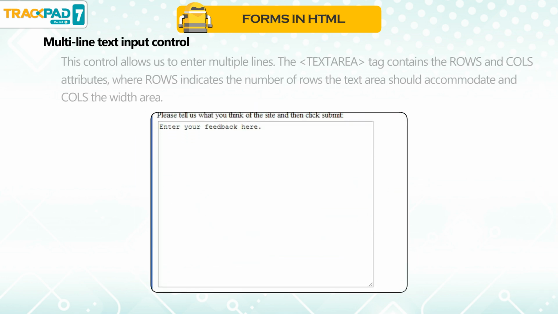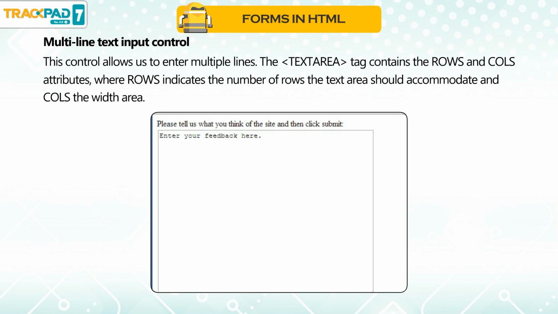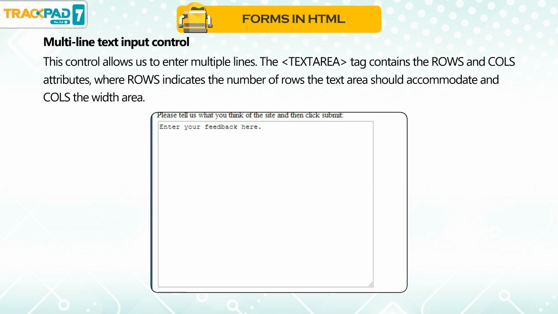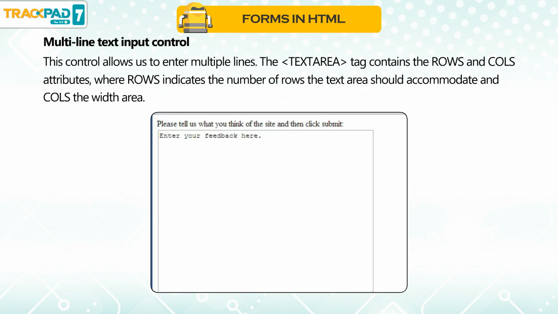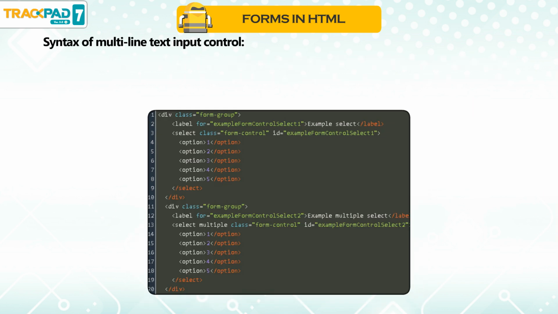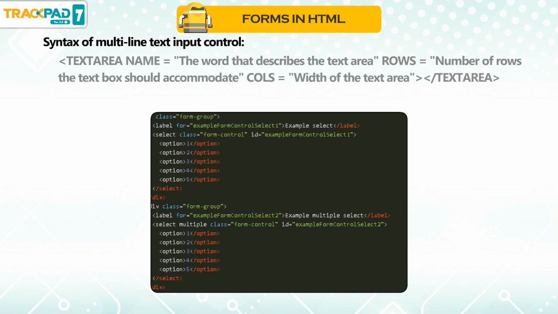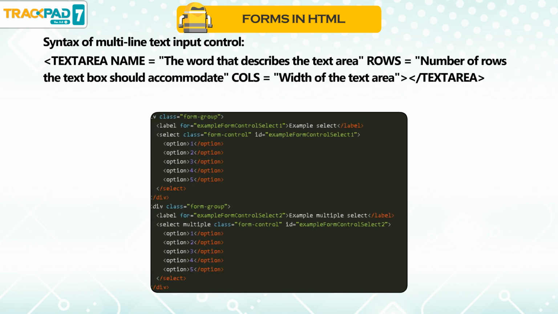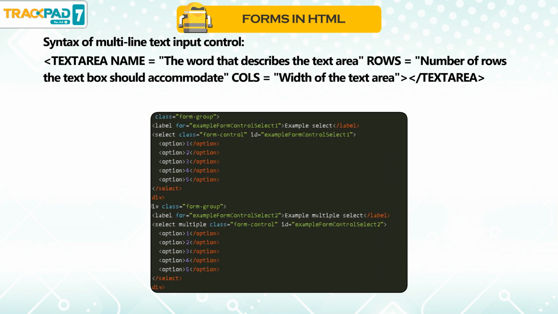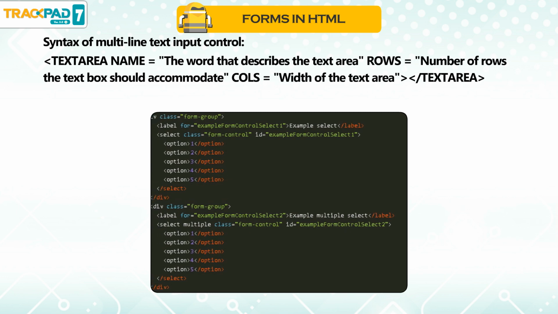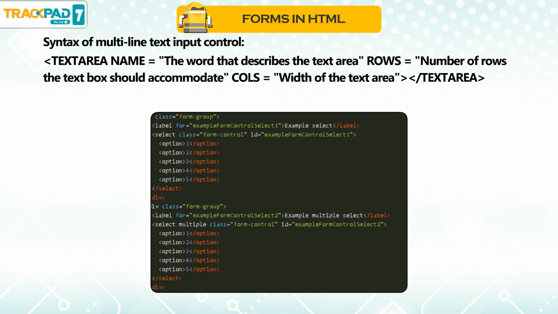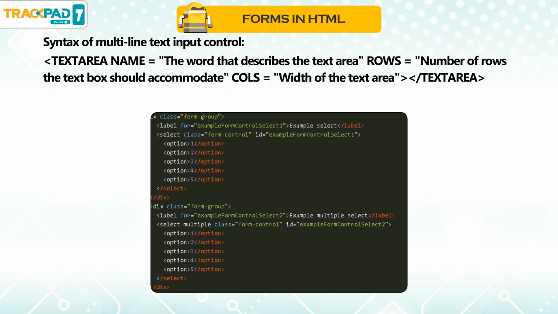Multi-line input control. This control allows us to enter multiple lines. The textarea tag contains rows and cols attributes, where rows indicates the number of rows the text area should accommodate and cols the width of the area. Syntax of multi-line text input control. Textarea name equals double quotes, the word that describes the text area. Rows equals double quotes, number of rows the text box should accommodate. Cols equals double quotes, width of the text area, /textarea.